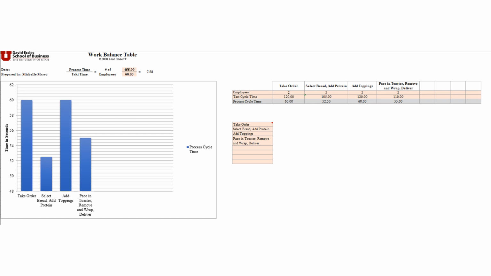This updated work balance table shows that our work cells decrease the longest process cycle time from 90 seconds down to 60 seconds with 2 fewer employees. In addition to implementing a work cell format for the process, we have also identified several countermeasures in an updated risk assessment matrix.